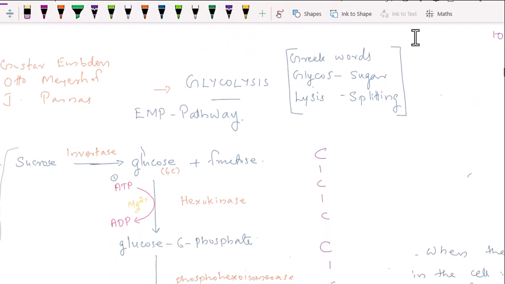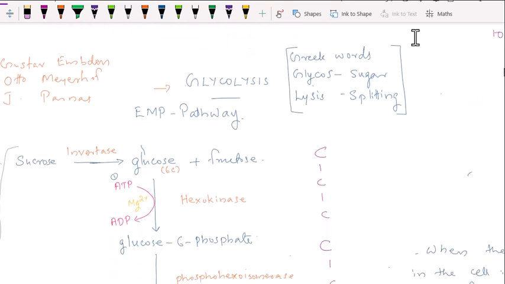This glycolysis reaction was discovered by 3 scientists, Gustav Embden, Otto Meyerhof and J. Parnas. So it can also be termed the EMP pathway, the Embden, Meyerhof and Parnas pathway.